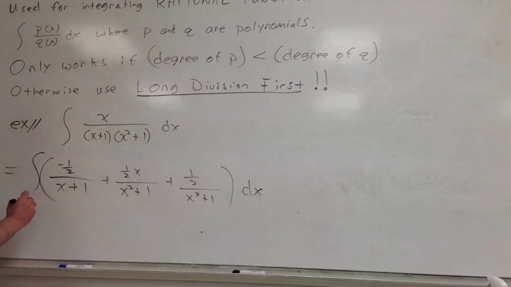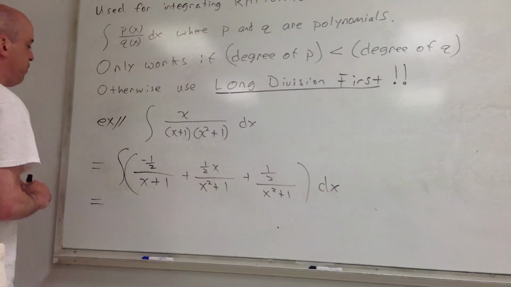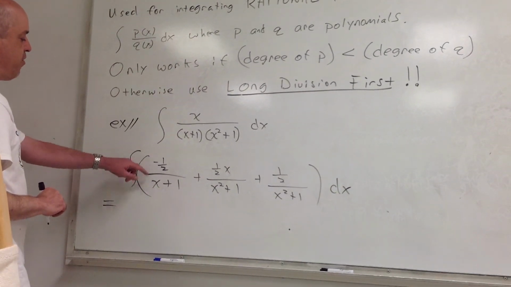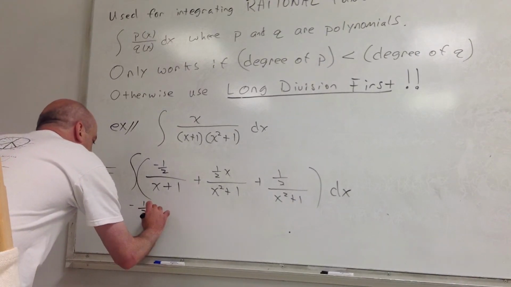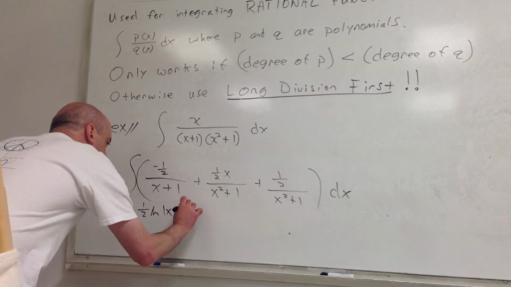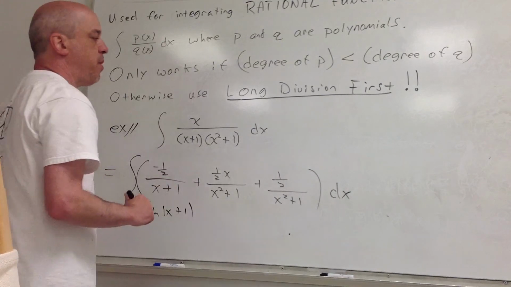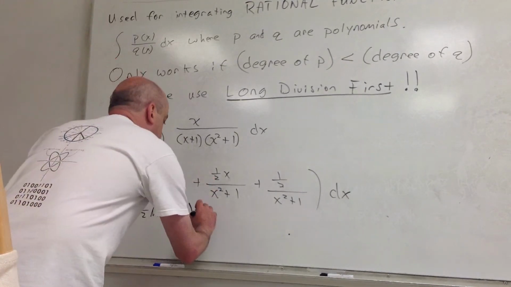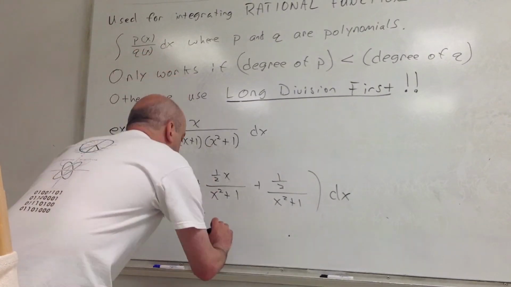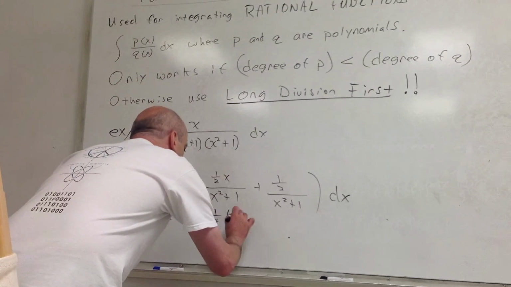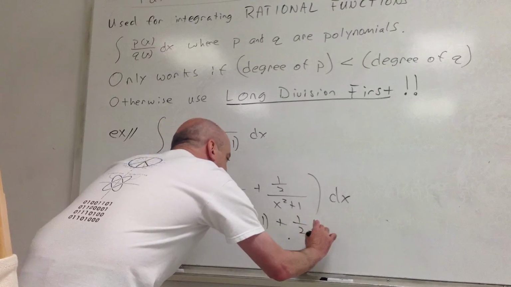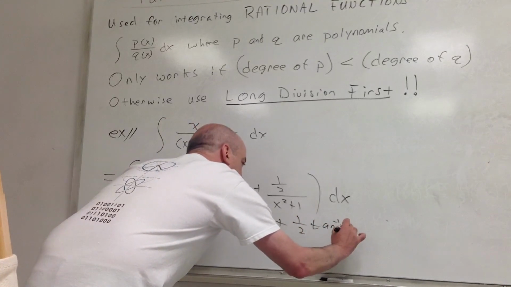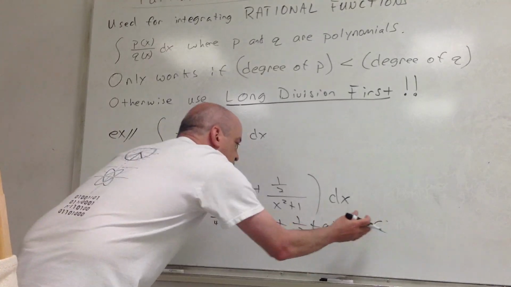And we can get the original integral done now. So here, negative a half times the integral of 1 over x plus 1. That's minus a half log absolute value x plus 1. This, I'm going to paste in the answer that we just did off to the side. That was 1/4 natural log x squared plus 1. And this one is 1/2 tangent inverse of x. That's a formula that you have memorized. And the problem is done.